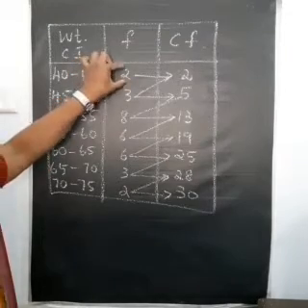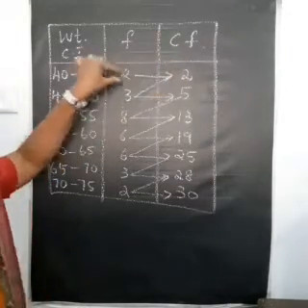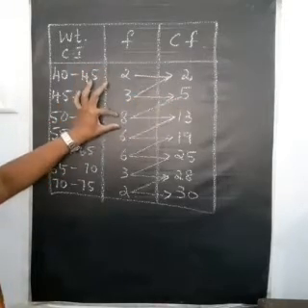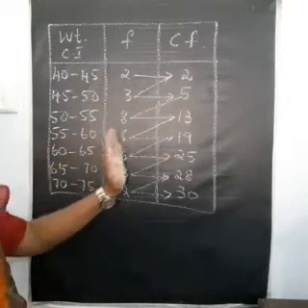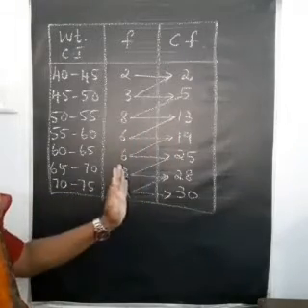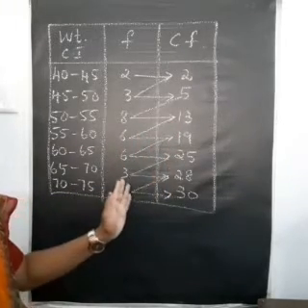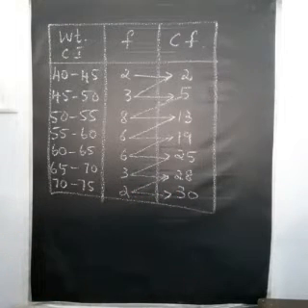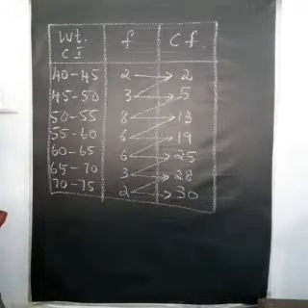So how did I get my cumulative frequency? The first value I wrote as it is. The next value I added to 2 and wrote it. Then I added 8 to 5 and wrote. Like that, 6 plus 13, 19. 6 plus 19, 25. 3 plus 25, 28. 2 plus 28, 30. So now I've got my cumulative frequency.